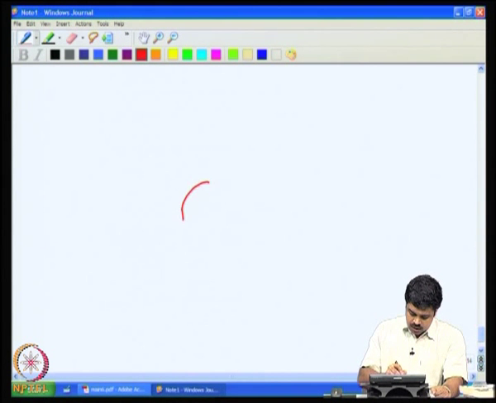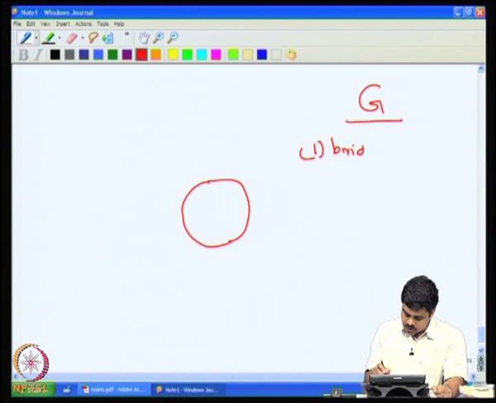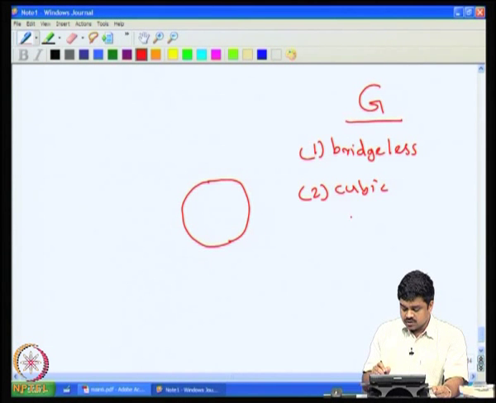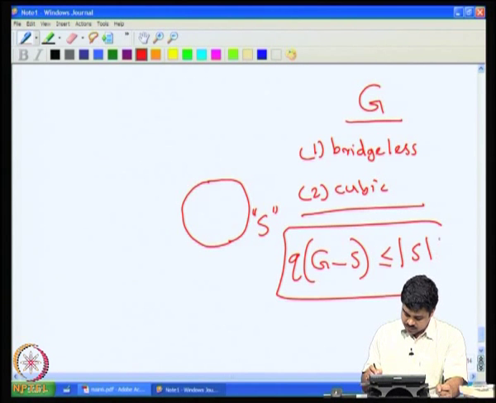Suppose we consider a bridgeless cubic graph G. Two properties are there: one, it's bridgeless, two, it's cubic. Cubic means it's a three-regular graph, so each vertex has degree 3. Now you can consider any subset S. I will show that q(G minus S) is less than or equal to the cardinality of S. If you show this for every subset, then Tutte's condition is true, and therefore we will have a perfect matching. This is an application of Tutte's theorem.